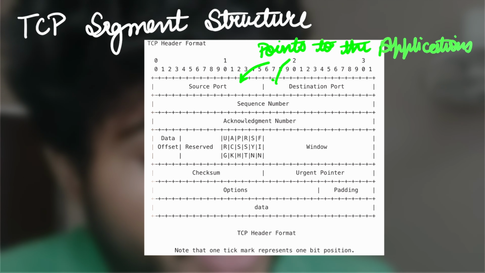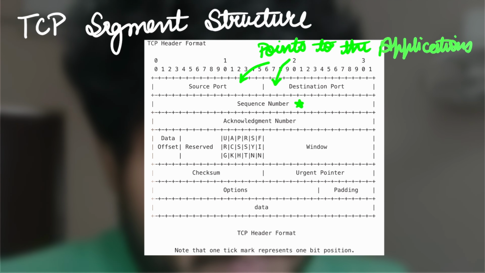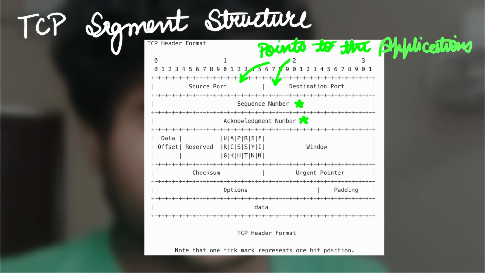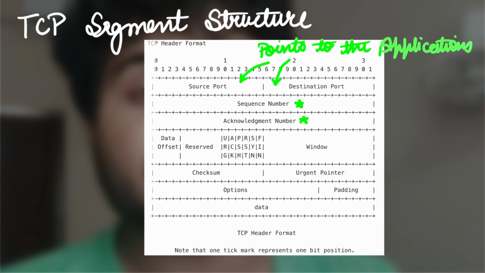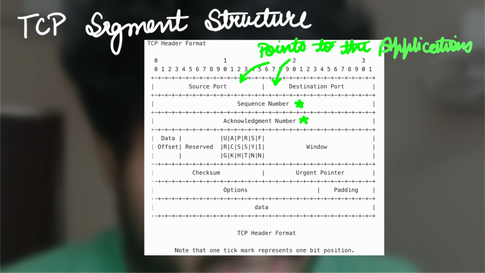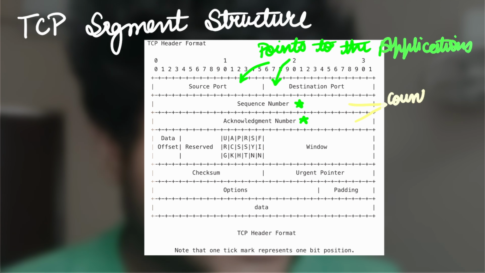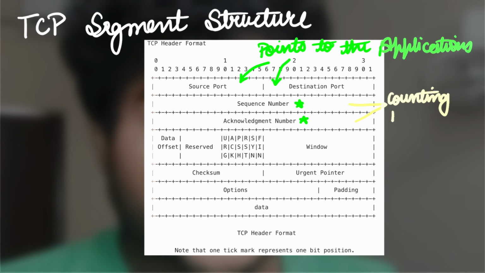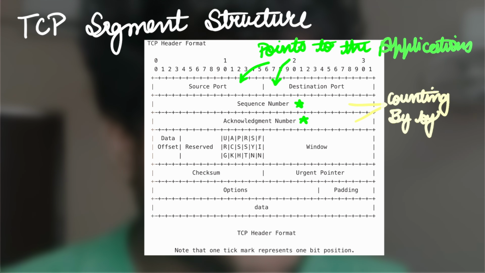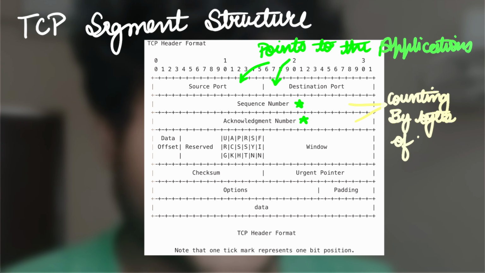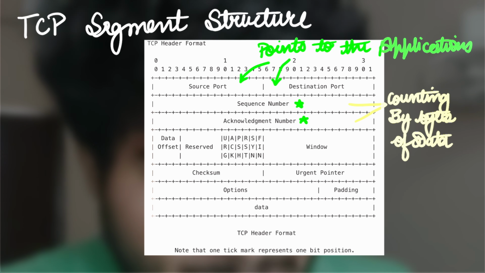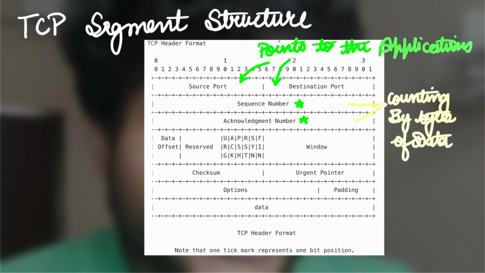Afterwards, we can see we have the sequence number and acknowledgement number. Now, the sequence number is the value of the first byte of the segment's data from the byte stream. And the acknowledgement number is the sequence number of the next byte that is expected from the other side. Both of these, the sequence number and the acknowledgement number, count bytes of data and not segments. This is important.